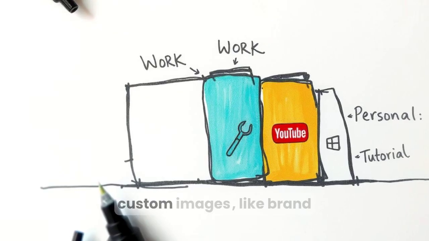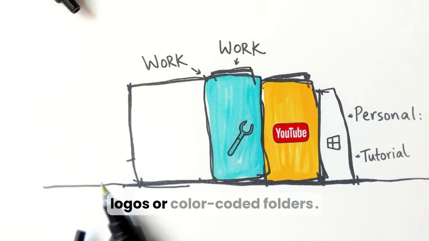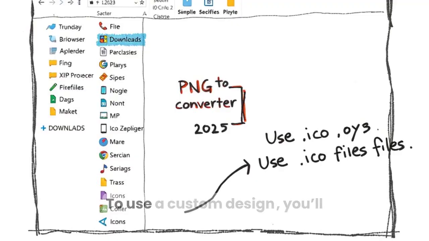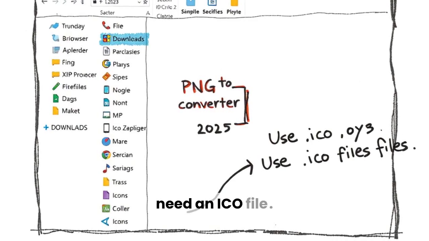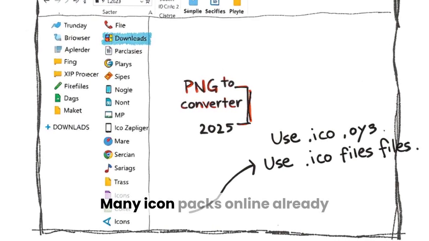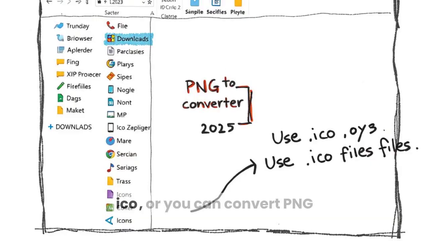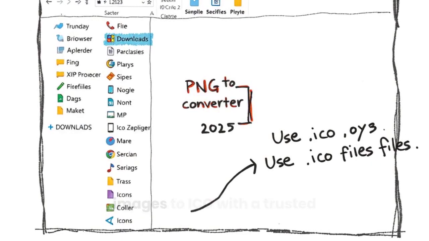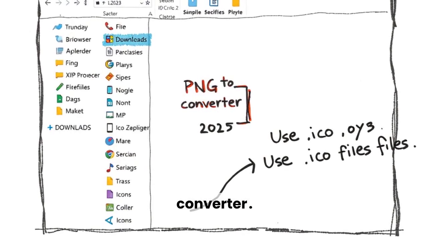Next, let's use your own custom images, like brand logos or color-coded folders. To use a custom design, you'll need an ICO file. Many icon packs online already include .ico, or you can convert PNG images to ICO with a trusted converter.